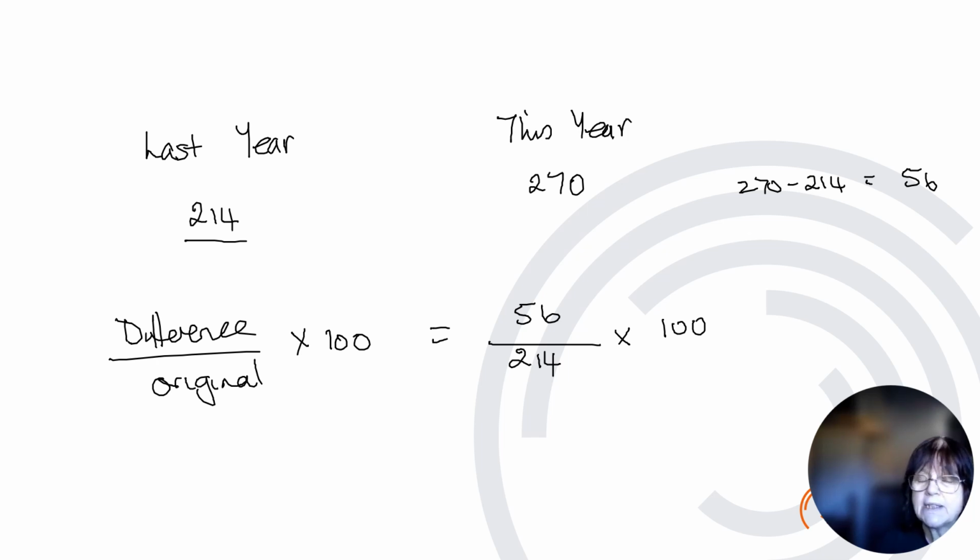These kinds of figures would always be calculator questions. Rounding it to two decimal places, we would get 26.17%. So yes, the head is happy because we increased it by more than 25%.